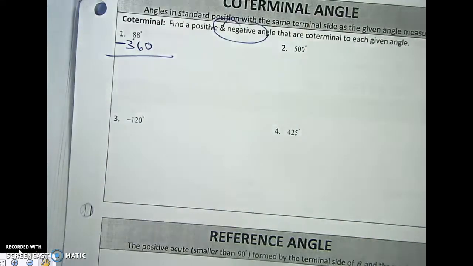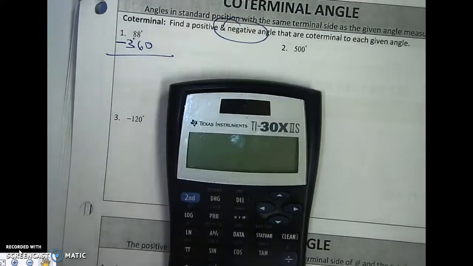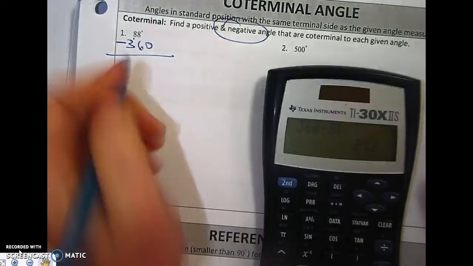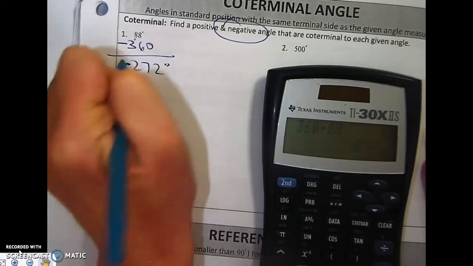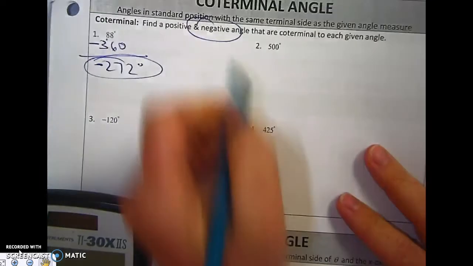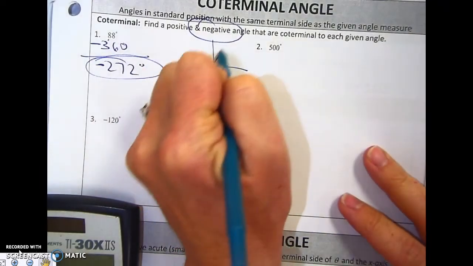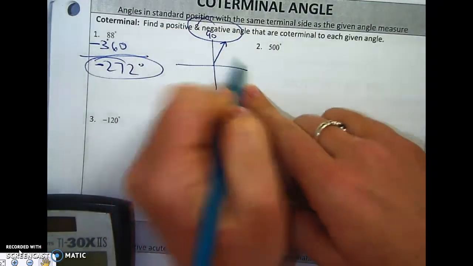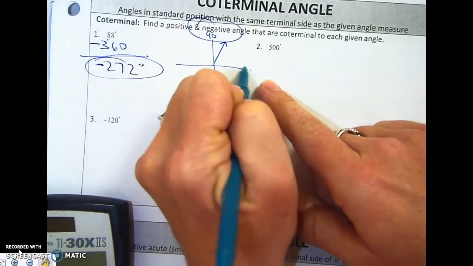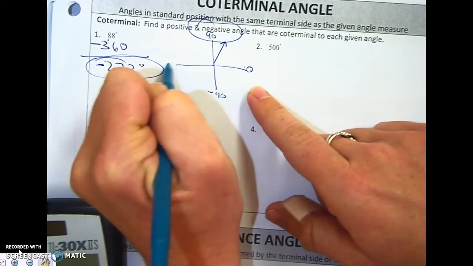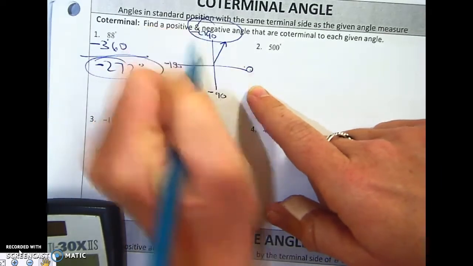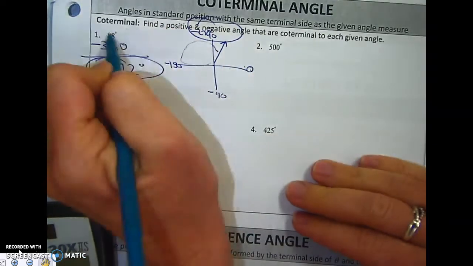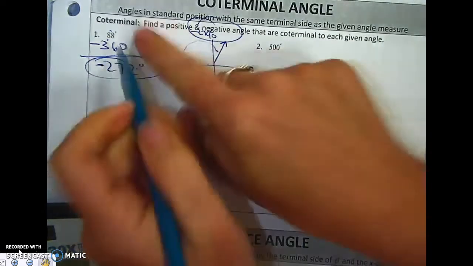So in my calculator, I'm going to go 360 minus 88. My coterminal is negative 272 degrees. I just want to give you a visual. If you went 88 degrees, that's to here, because that's 90. But if you went negative 272, that's like 0, negative 90, negative 180, negative 270. It's a little bit more. Boom, it ends you right there. So you're showing that these two angles are exactly equivalent, positive, negative.